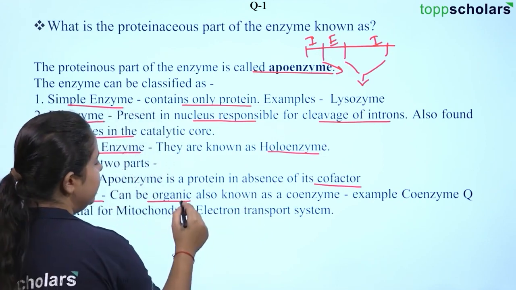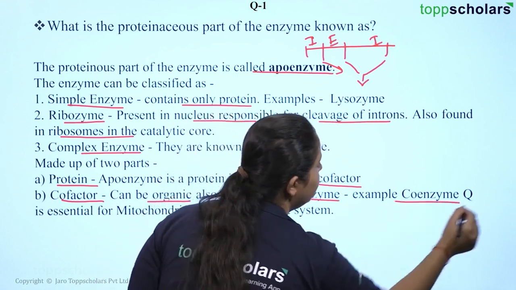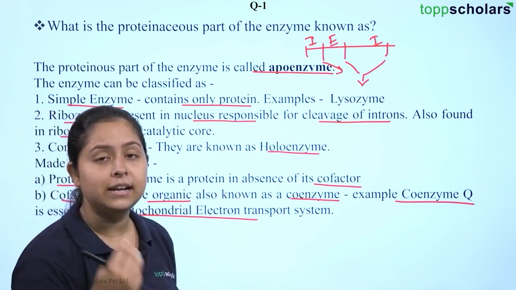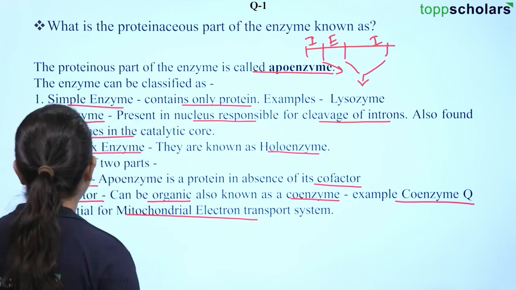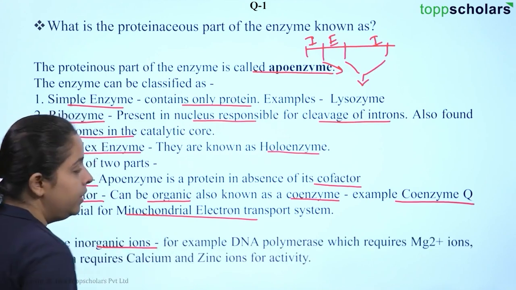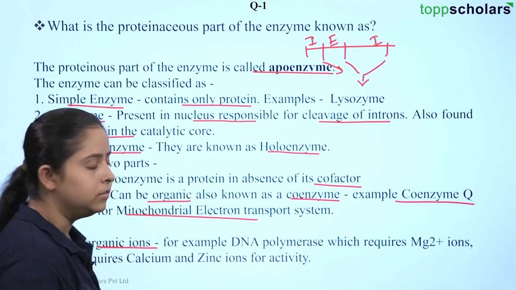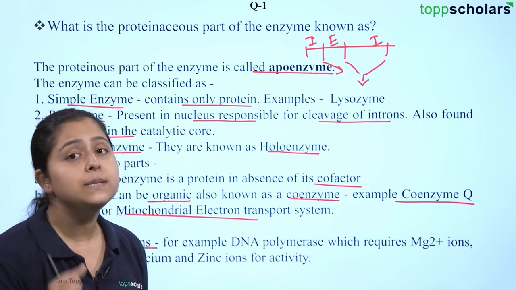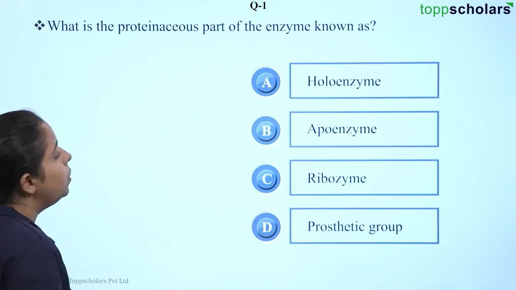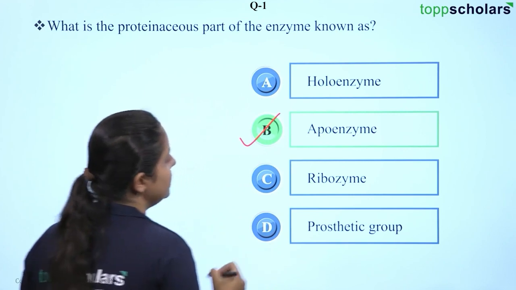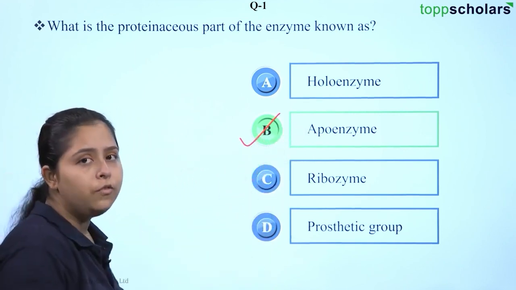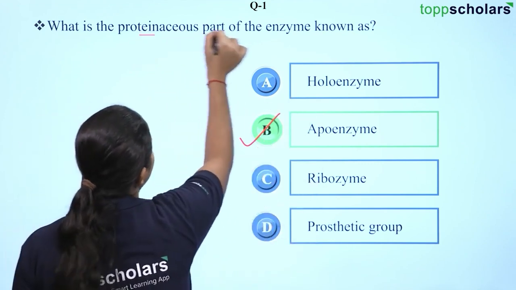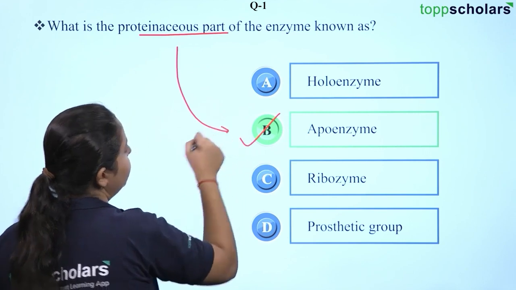So over here we can see organic is known as coenzyme, for example coenzyme Q. This is essential for the mitochondrial ETS or ETC, that is the electron transport chain. Or they can be inorganic, wherein we refer to it as cofactor. And if the groups are tightly attached to the enzyme molecule then they are referred to as prosthetic group. So over here the correct answer is apoenzyme. This apoenzyme plus cofactor or coenzyme will form holoenzyme, and we were asked about the proteinaceous part. So that will be apoenzyme.